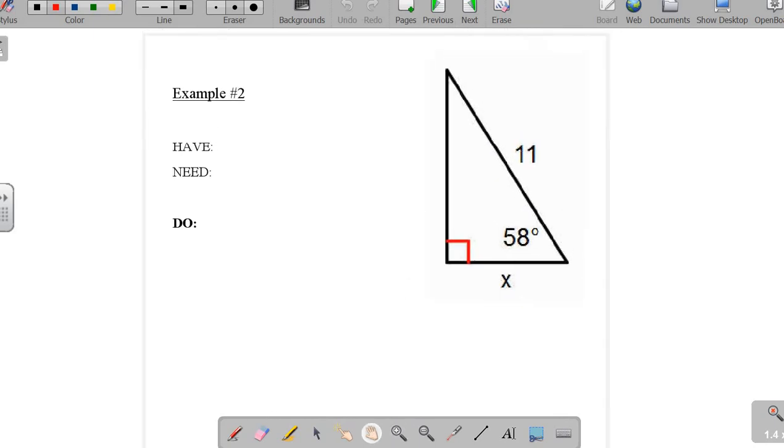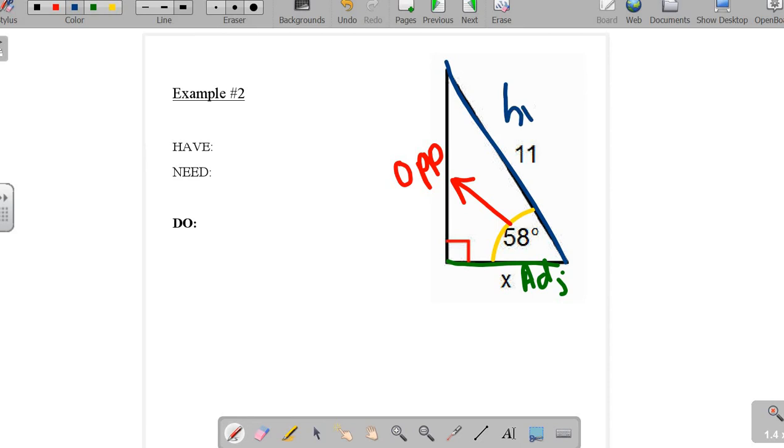Step number 1. Sweep the angle you're working with, your theta. Label opposite, adjacent, and your hypo. Have and need. We have the hypo, and we need the adjacent. So notice we have an HA-AH combo. It doesn't matter the order there.